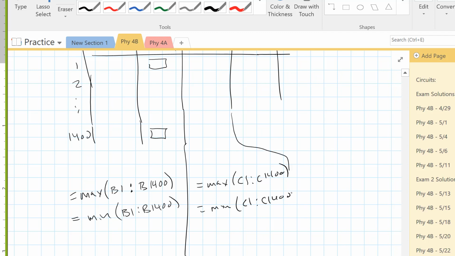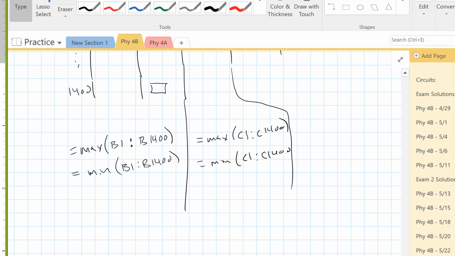And the next one over will be D, right? D1 to D1400, and so on. Copy them over, it does it for you. Now the tricky part, so that gives you your peak to peak.